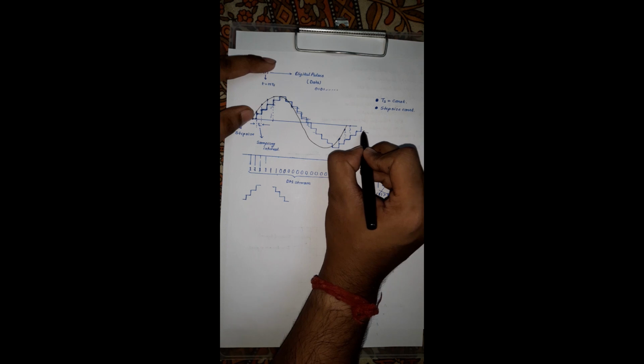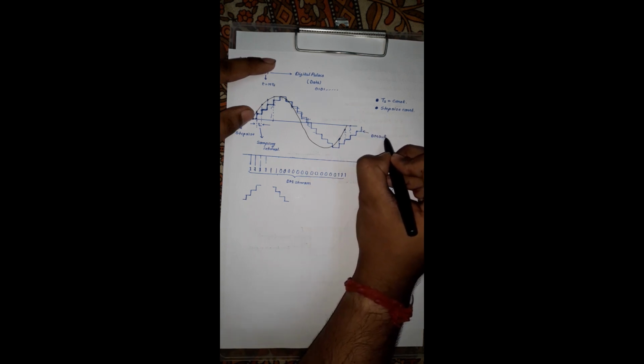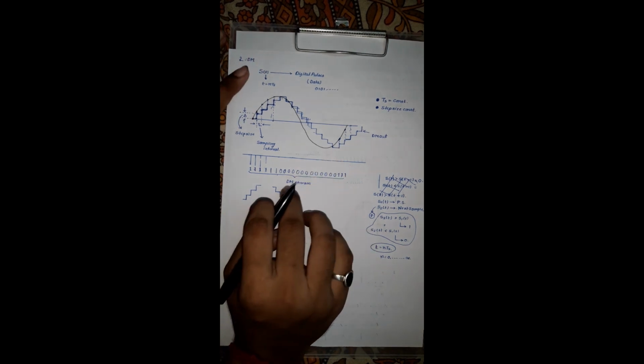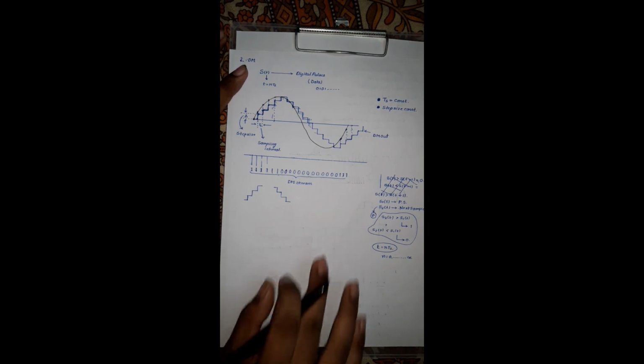And this waveform that you are seeing over here is the DM output, and according to this DM output, this bit stream is going to be produced. Okay, this is the delta modulation. With this I have covered the second topic also.